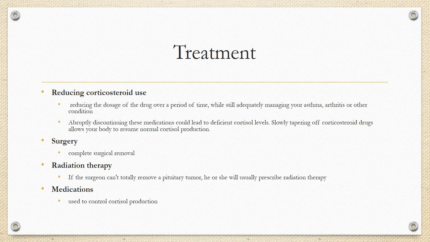For treatment, reducing the corticosteroid use, reducing the dosage of the drug over a period of time while still adequately maintaining your asthma, arthritis, and other conditions. Abruptly discontinuing these medications could lead to deficient cortisol levels, so slowly tapering off corticosteroid drugs allows your body to resume normal cortisol production. For surgery, this is the complete surgical removal. For radiation therapy, if the surgeon cannot totally remove the pituitary tumor, he or she will usually prescribe radiation therapy. Medications are also prescribed to control the cortisol production.